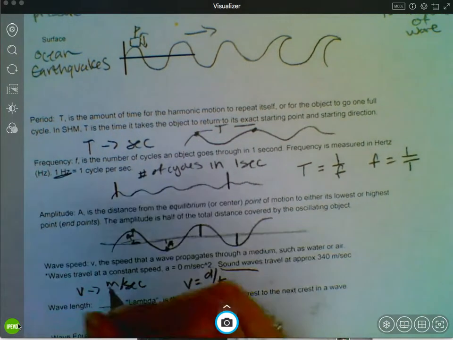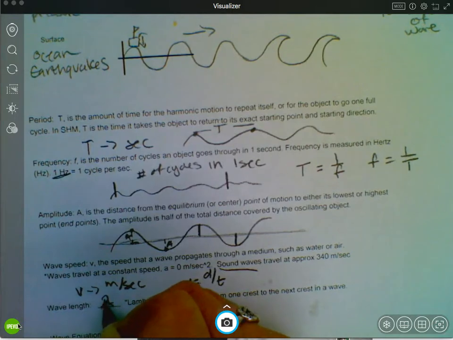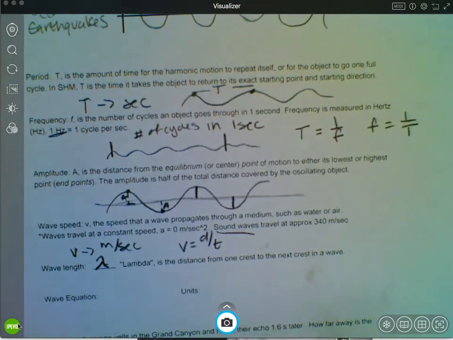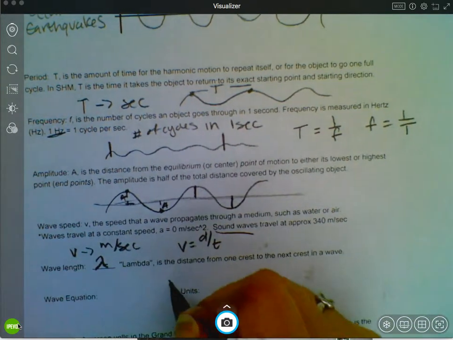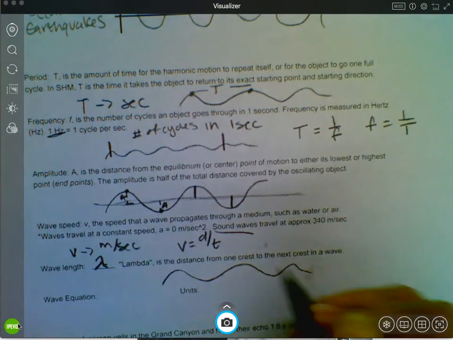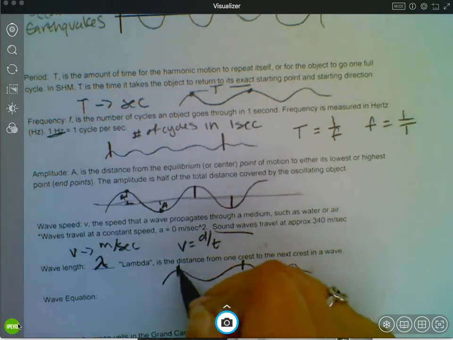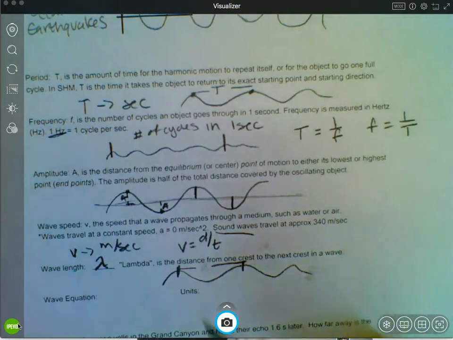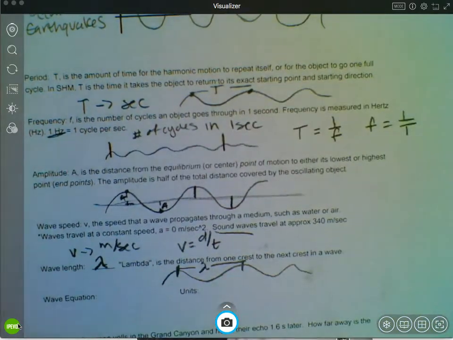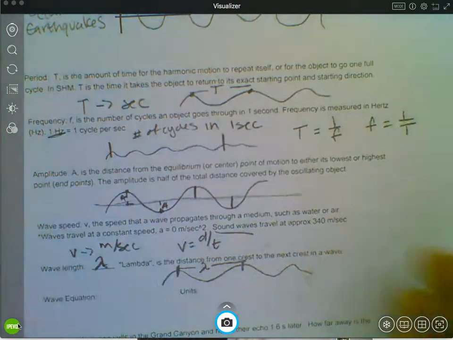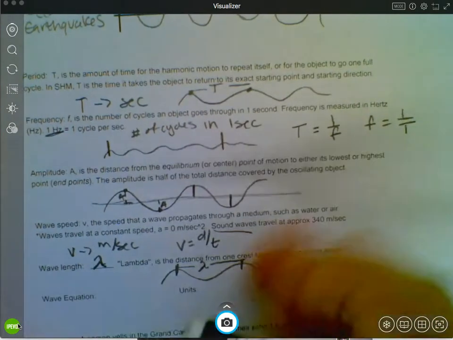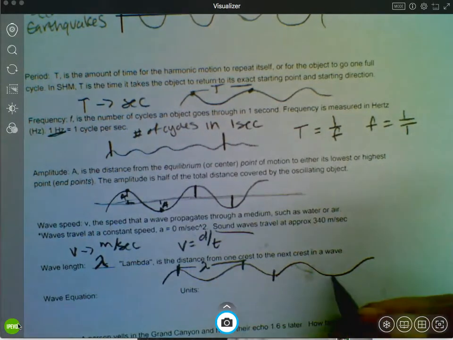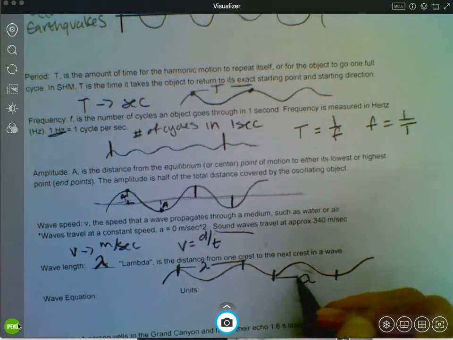Okay. Wavelength, we use this weird thing called lambda. It looks kind of like a clothes hanger. It's the distance from one crest to another crest. So it's the distance from here to here. Okay, that's one. I'm not going to put D, I'm going to put wavelength. That's one wavelength. Okay. You could also measure it from trough to trough. So you could measure it from here to here. It would be the same thing.